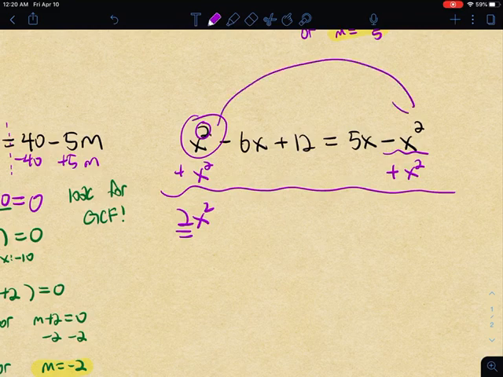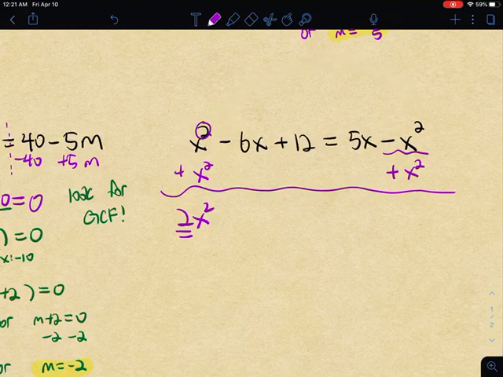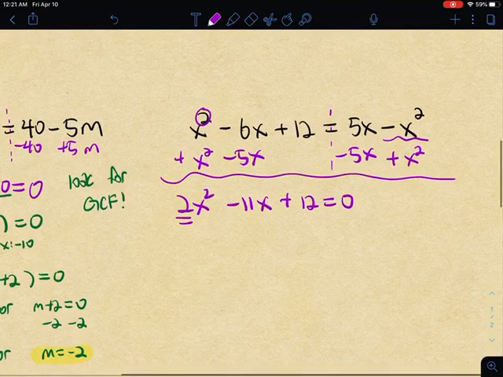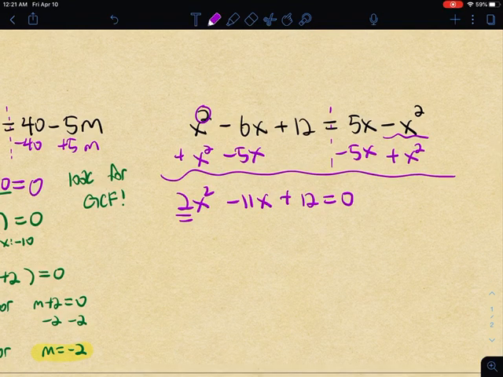Okay, if I chose to move x squared over here, I would need to subtract x squared on both sides, and then I would end up with a negative 2x squared on the right. So that I don't want. So let me undo that. Okay, so plus x squared, and of course minus 5x on both sides as well. So then I get 2x squared minus 11x plus 12 equals 0.